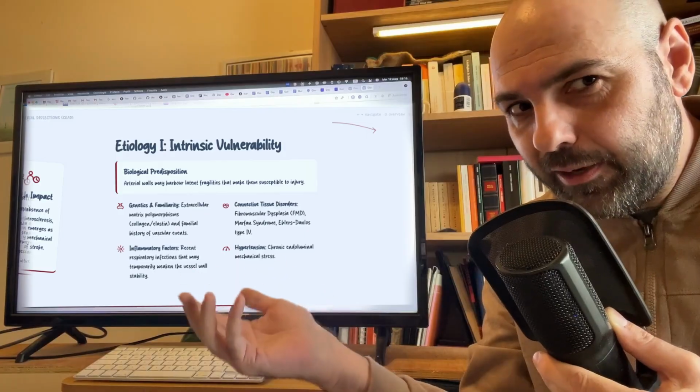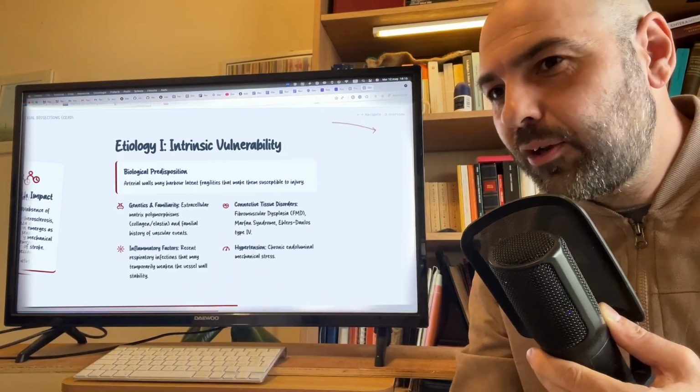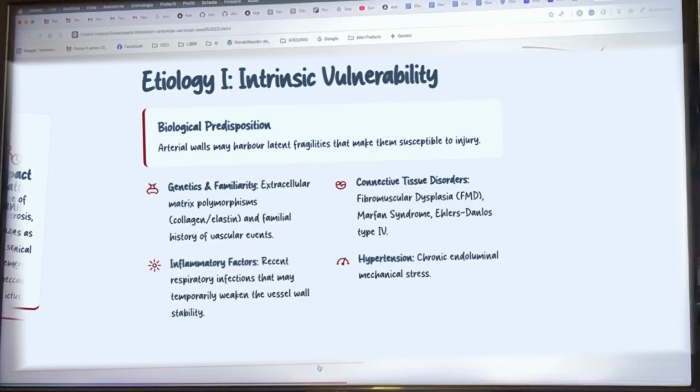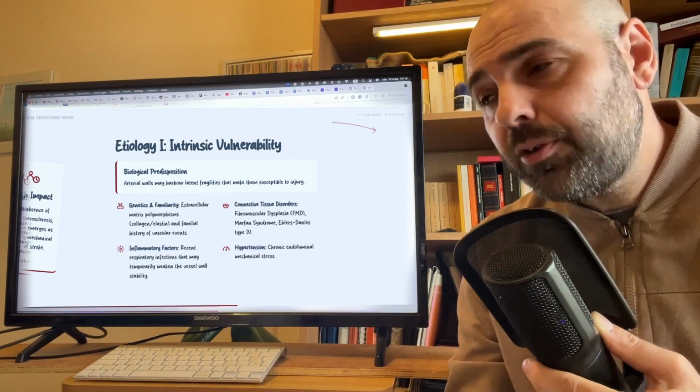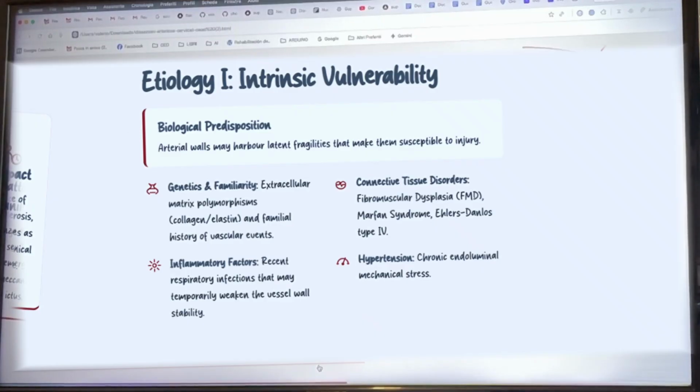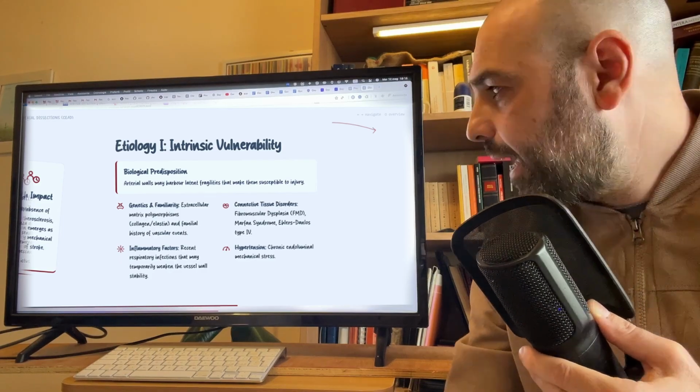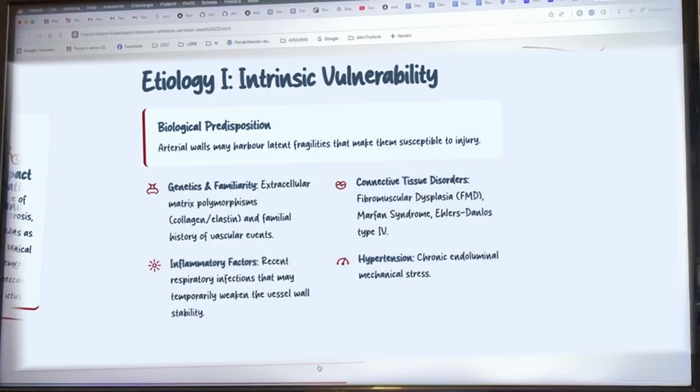This is why, for the clinician and the physiotherapist, it is very important to know if there have been any cases of arterial dissection in the family. Then there are inflammatory factors. Clearly, infections can alter the integrity of our vessels, making them more fragile and weaker. Other connective tissue disorders such as fibromuscular dysplasia, Marfan syndrome, and type 4 Ehlers-Danlos syndrome.